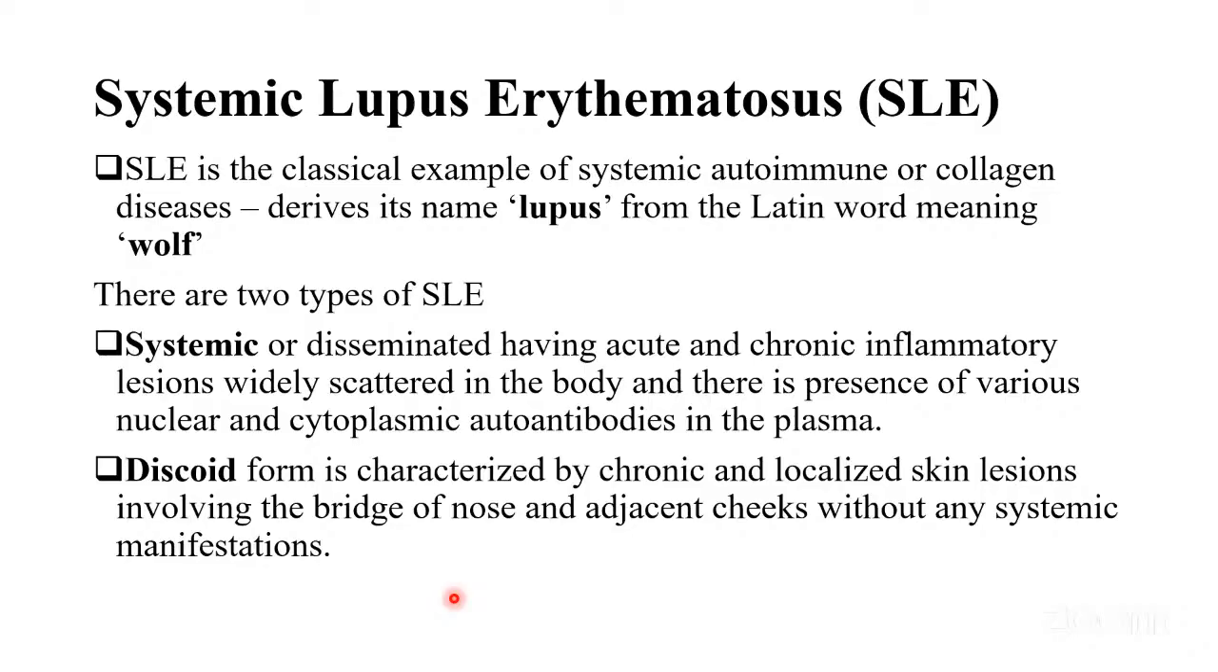So when you look at the face of people with SLE, it's like they've been beaten up, especially those who are light-skinned. Those who are dark, you may not be able to appreciate that particular effect very well. The melanin in the body will not allow you. But those who are light-skinned, or those who have bleached themselves, you'll be able to see that reaction. And then the systemic or disseminated disease can have acute or chronic inflammatory lesions that are widely scattered in the body, and there is the presence of various nuclear and cytoplasmic antibodies in the plasma, and you can test for those.